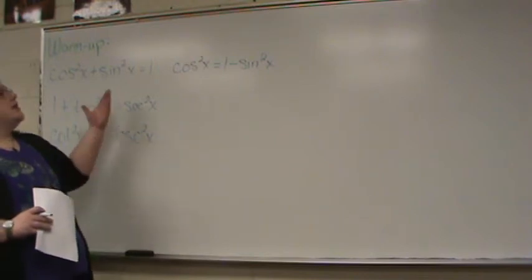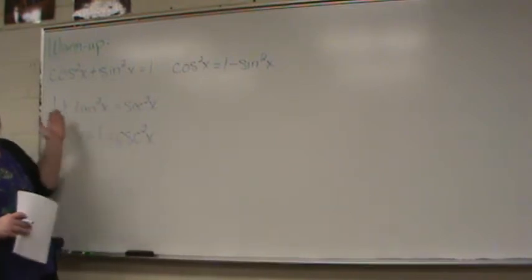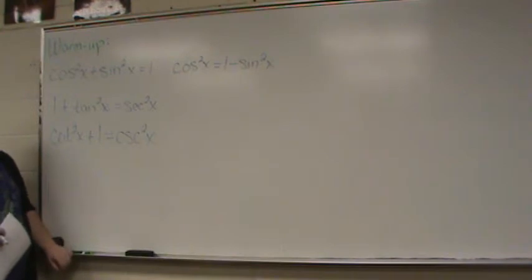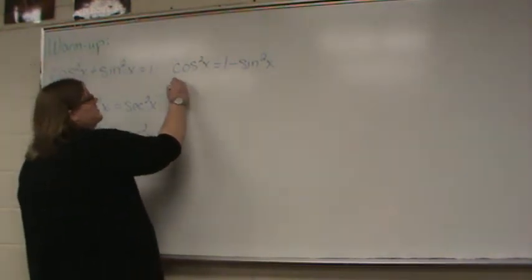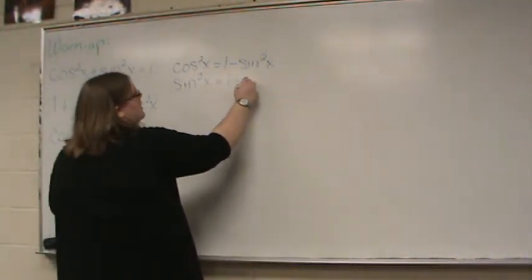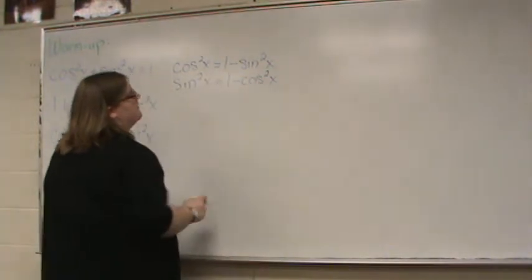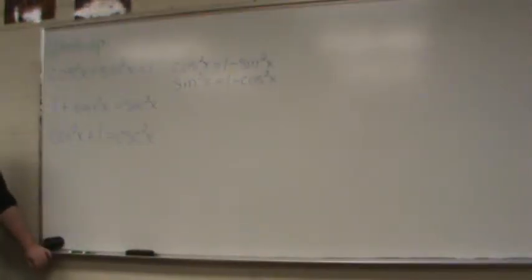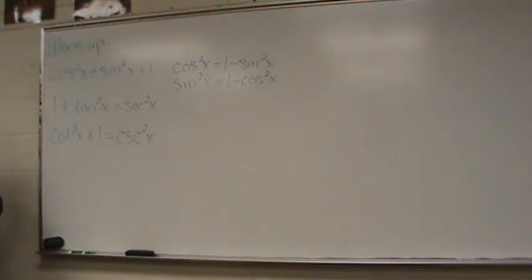Okay, so is there anything else that might be useful out of this first equation? Sine squared x equals 1 minus cosine squared x, so I could solve for sine squared x. I don't really think there's anything else. So yeah, those are the only really useful ones that we can use for that.